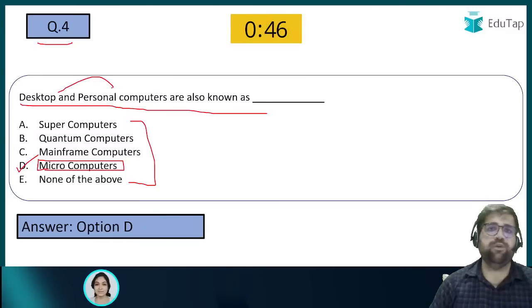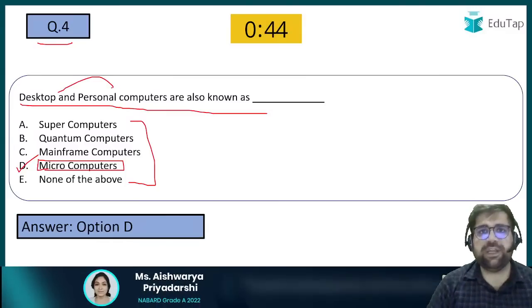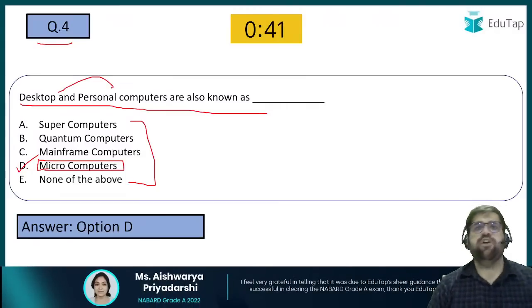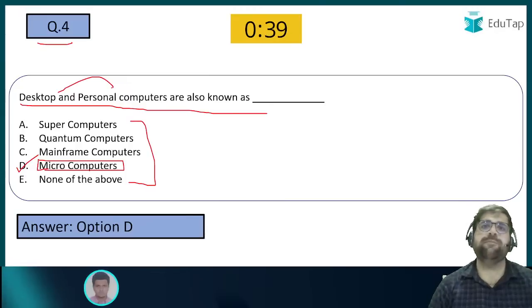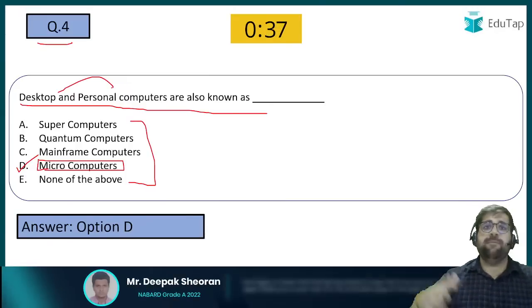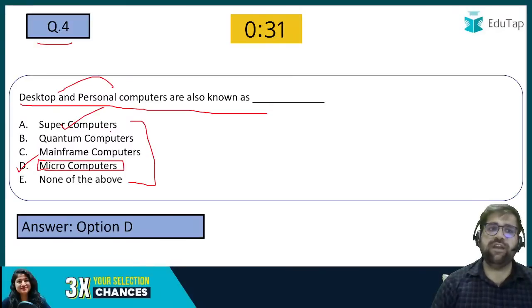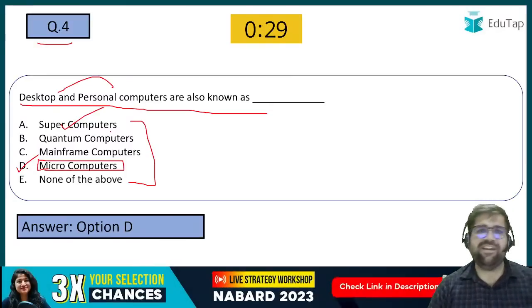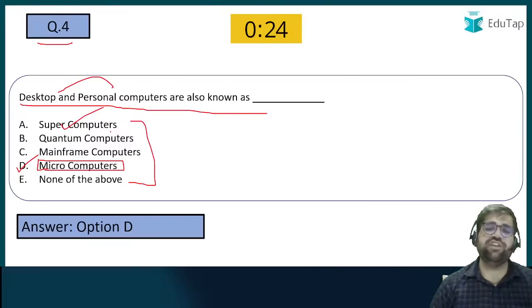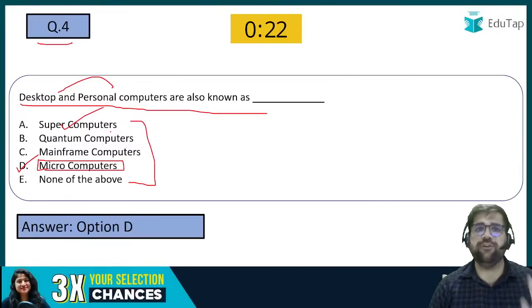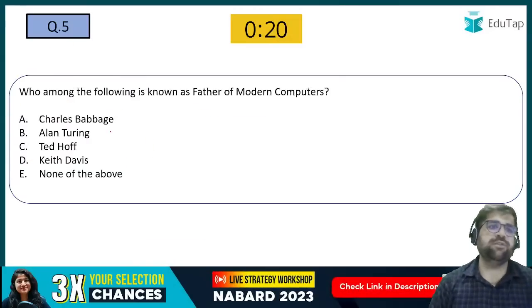Desktop and personal computers. Right now, if you are watching this particular video from your laptop or from your personal computer, they are your microcomputers only. But when it comes to, for example, weather forecasting, in that case, you will use supercomputers. Don't worry, quantum computers, there is no term when it comes to the basic language of quantum computers. But the correct answer of my question was supercomputers. So do not get confused. Just remember the keywords.